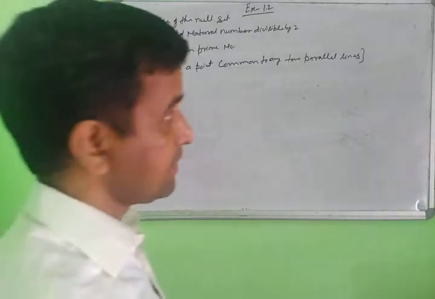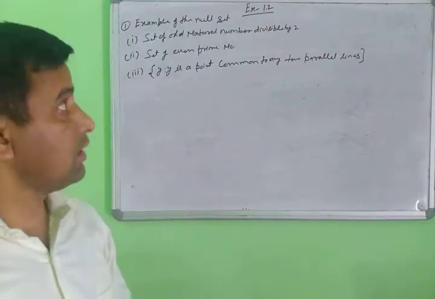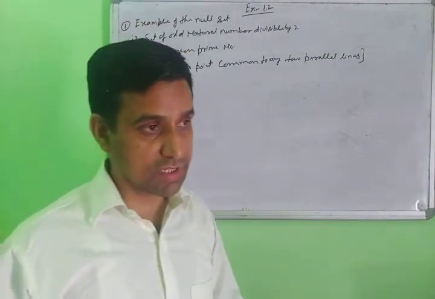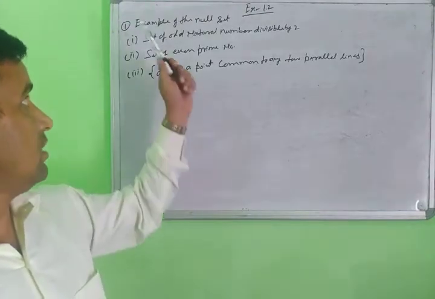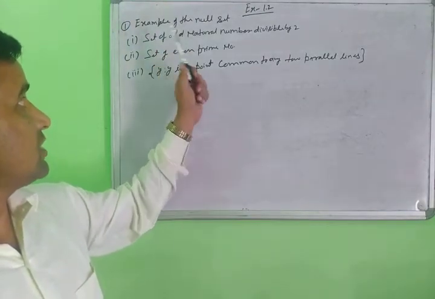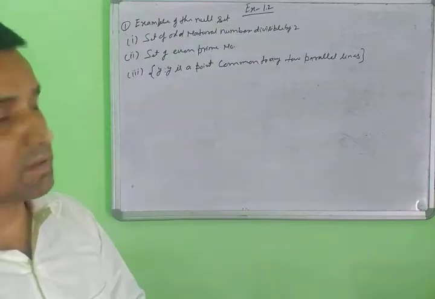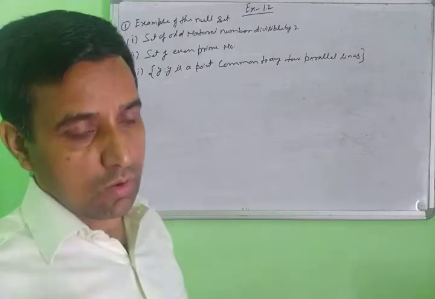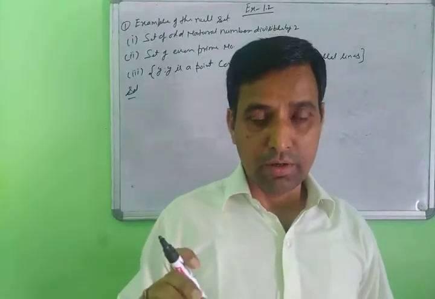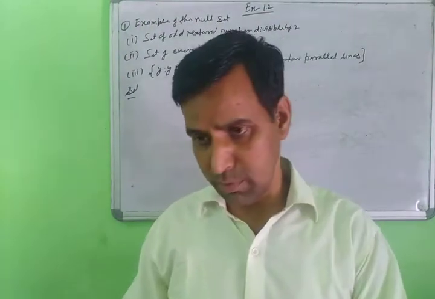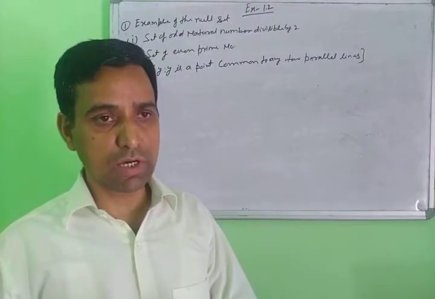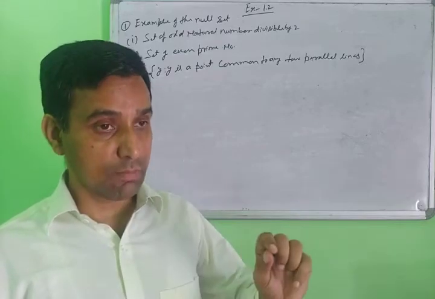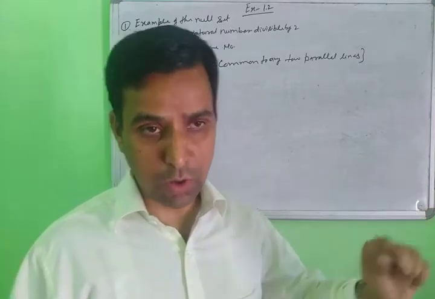Yes, students, I am taking the first question from the NCERT book. What is an example of a null set? First question here, give an example of a null set. The set of odd natural numbers divisible by 2. You know natural numbers and even natural numbers. Those numbers which are divisible by 2 are called even numbers, and those natural numbers which are not divisible by 2 are called odd numbers.